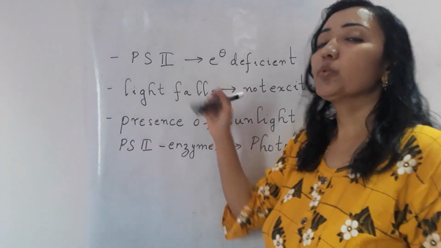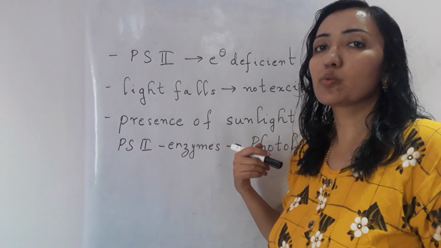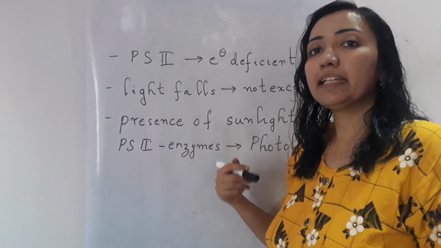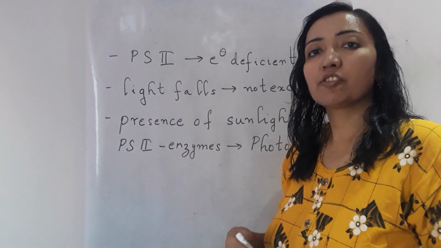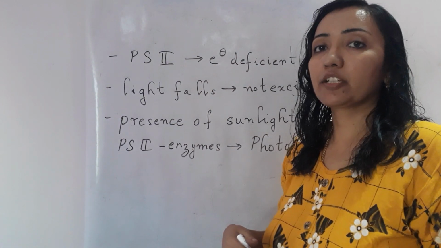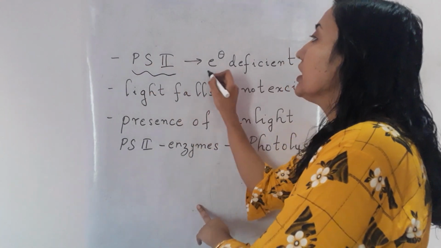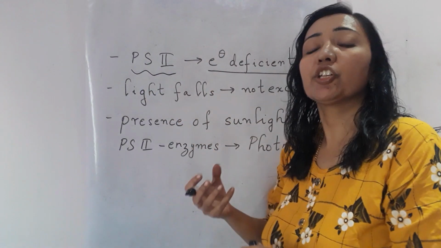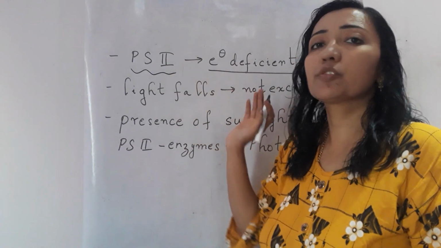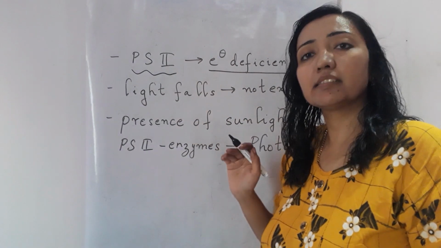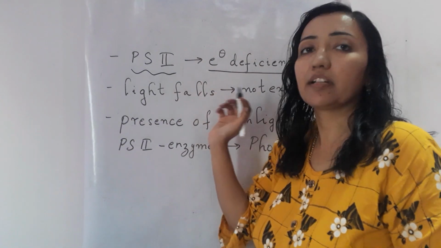Now PS2 has given its electron and it has passed to PS1, and NADPH is made. NADPH is synthesized in the stroma by the reduction reaction. Now PS2 becomes electron deficient, it has given its electron. However light falls, PS2 will not function. It is electron deficient. It will not excite an electron because it has no electrons.